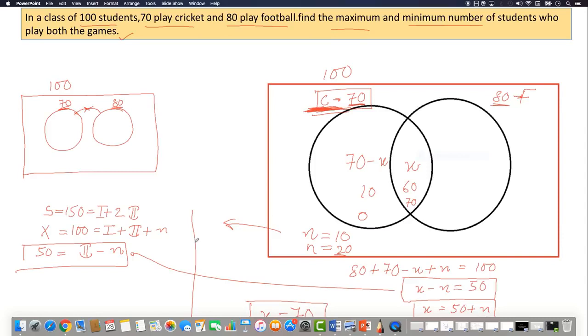We'll see a 3-set Venn diagram question and how to find the minima and maxima. Also, we'll solve some complex problems in which conditions are given. Okay, thank you.